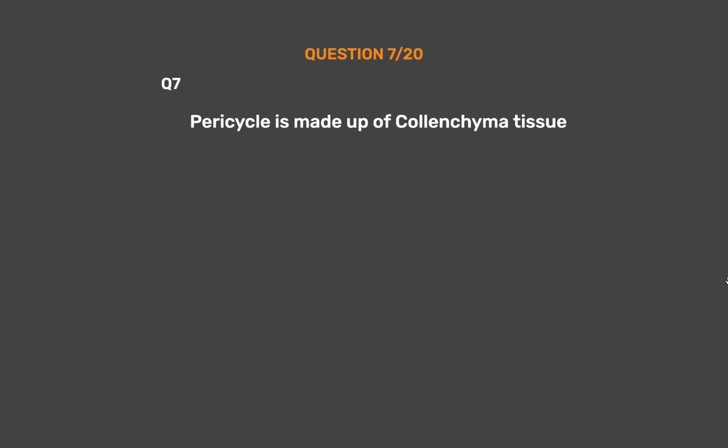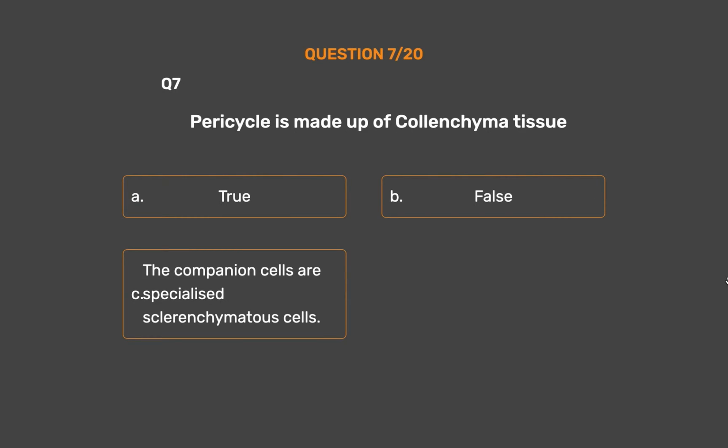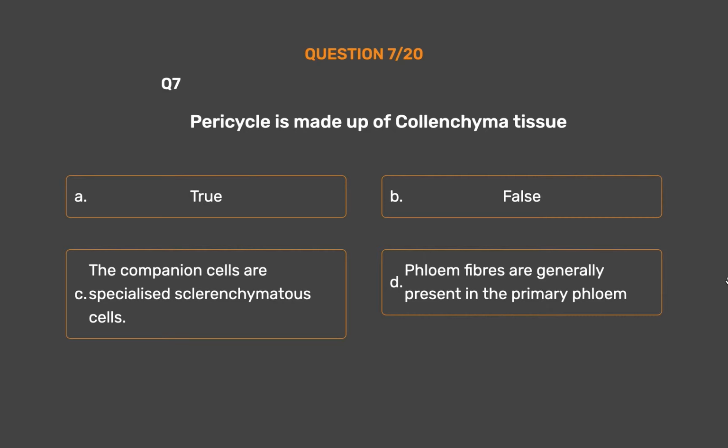Question number 7. Pericycle is made up of Collenchyma tissue. Option A. True. Option B. False. Option C. The companion cells are specialized sclerenchymatous cells. Option D. Phloem fibers are generally present in the primary phloem.